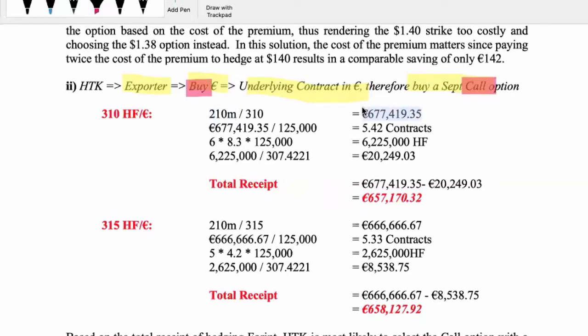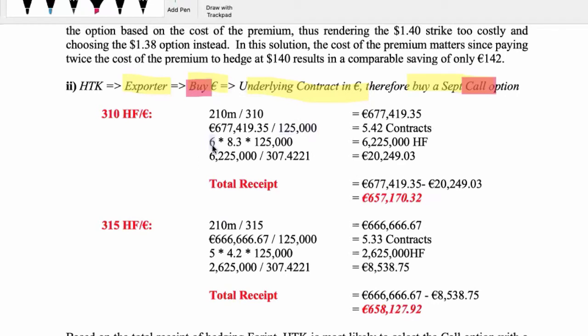So how much is that going to cost me? Well, firstly, I want to find out how many contracts I need, and there's your contract size. Notice it's in euro. I'm dividing into euro. Okay, so this is 5.42 contracts. I can't buy part contracts. So in this case, I've rounded up to 6. I could have rounded down to 5. So there's my 6 contracts.